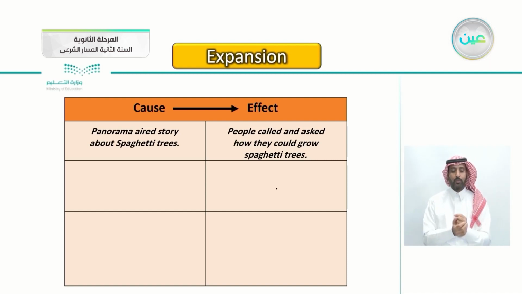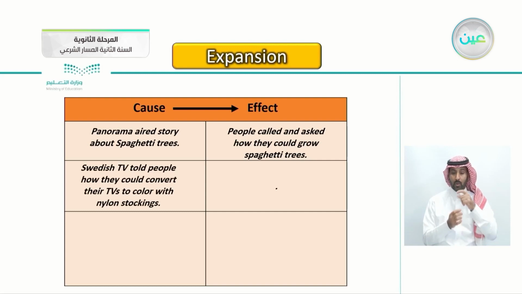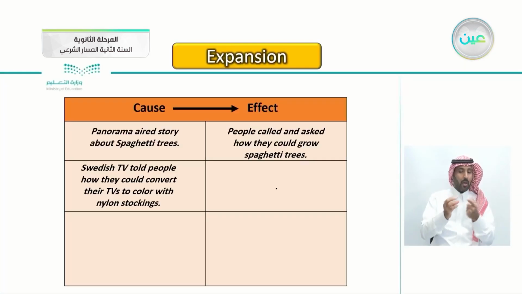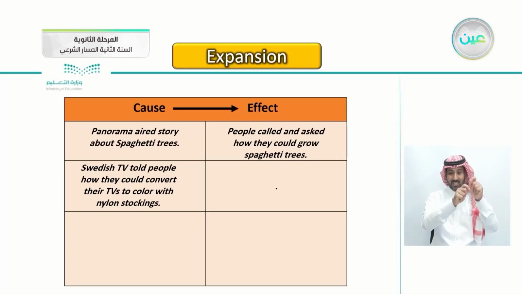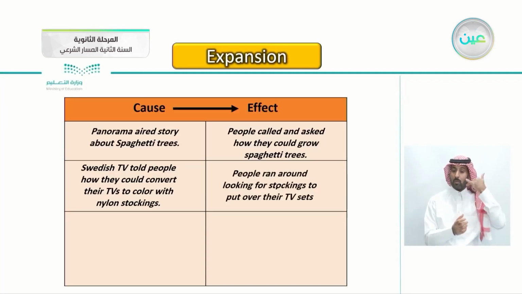Very good. So give me another cause here. Very good. Yes, the Swedish TV told people how they could convert their TVs into color with nylon stockings. Of course, this was in the 60s, when there were black and white TVs, and the Swedish TV told people to put nylon on the TV to make it a colored TV. So this is what happened. This is the cause. So what's the effect? What's the result of this? Very good. People ran around looking for stockings to put over the TV sets.